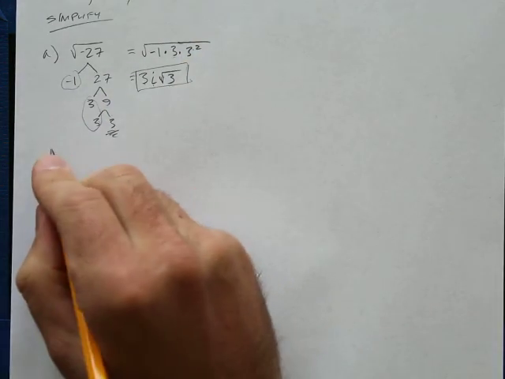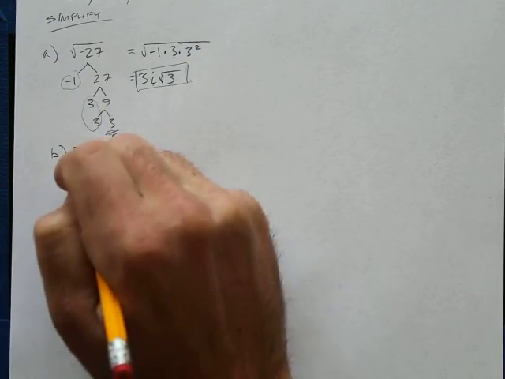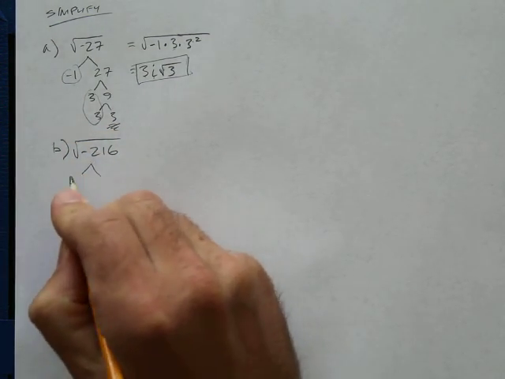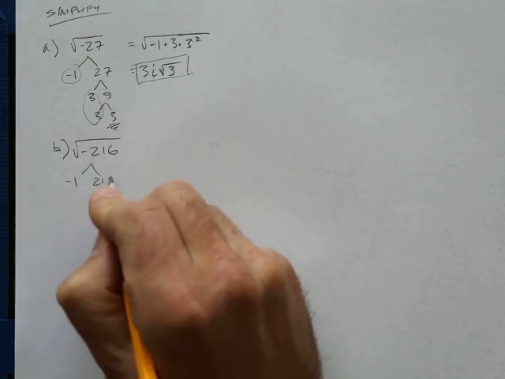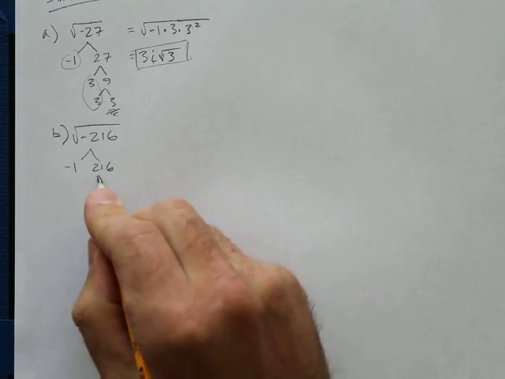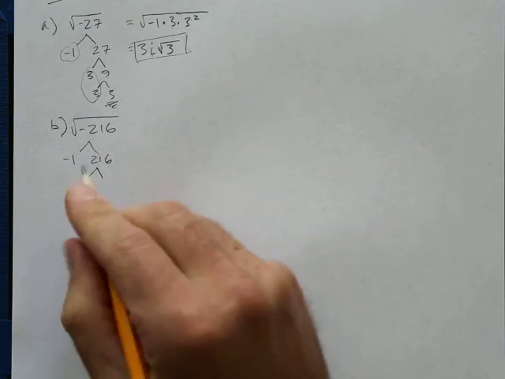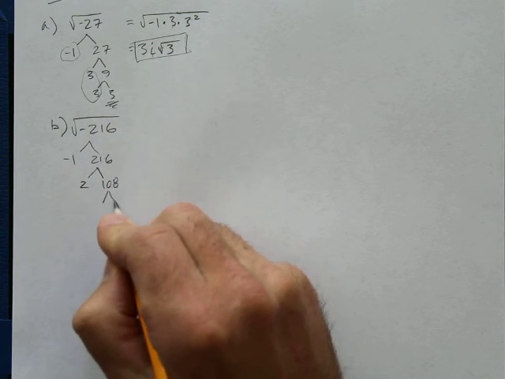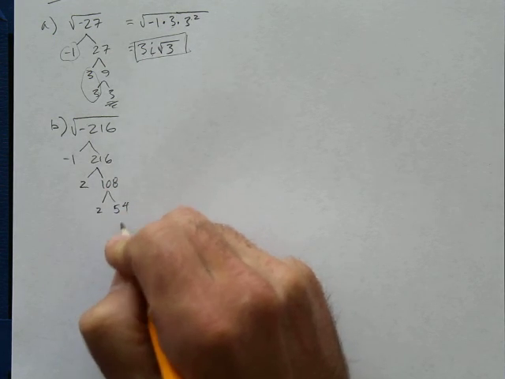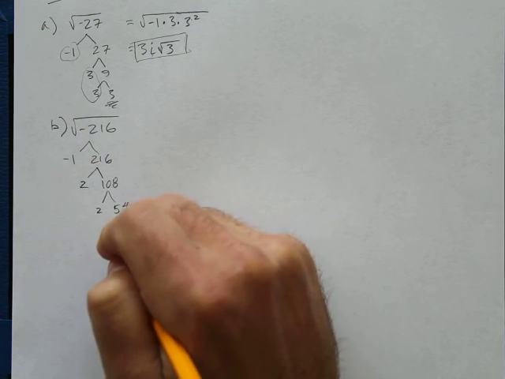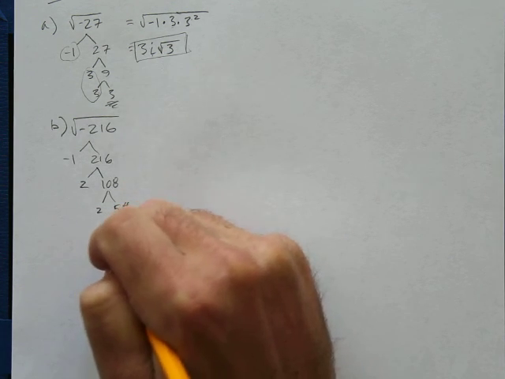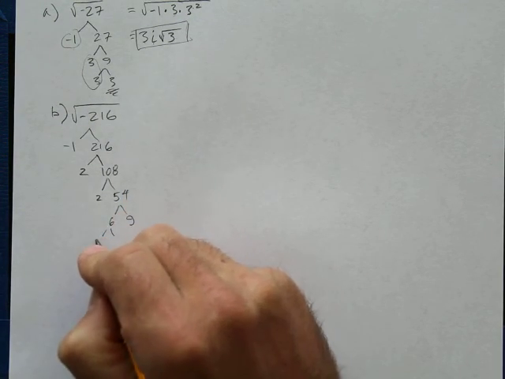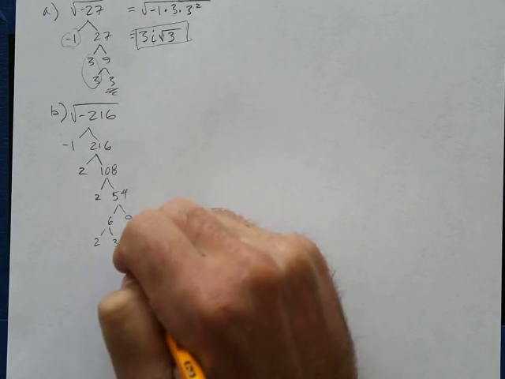Let's do another one. The square root of -216. Again, I'm going to pull out a -1, and then I'm left with 216. Let's factor this. That's 2 times 108, and we've got another 2 times 54. 54 is 6 times 9, right? So 6 is 2 and 3, and 9 is 3 and 3.